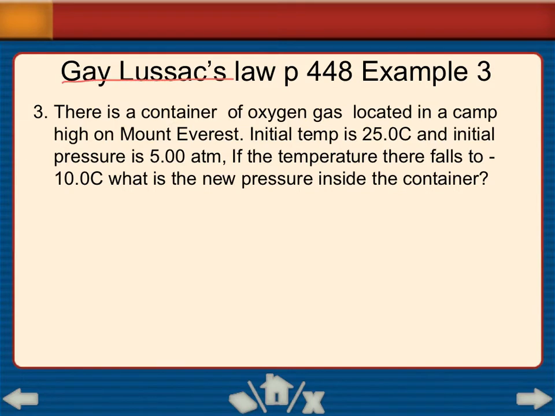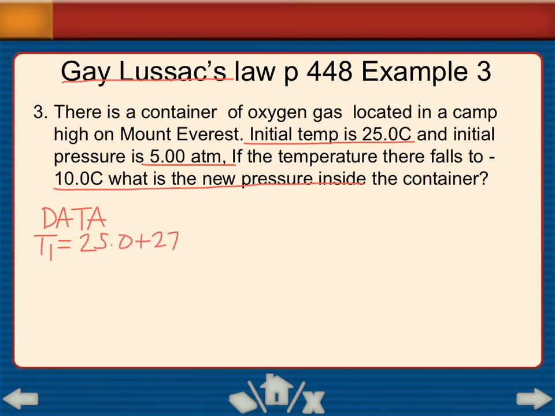This is an example, an application of the GL law. It is on page 448 of your textbook. We have a container of oxygen at a campsite on Mount Everest. The initial temperature is 25 degrees C, and the initial pressure is 5 atmospheres. If the temperature there falls to 10 degrees C, what is the new pressure inside the container?